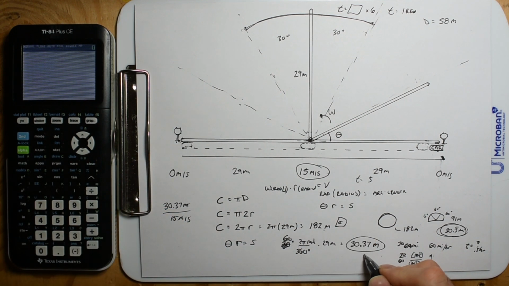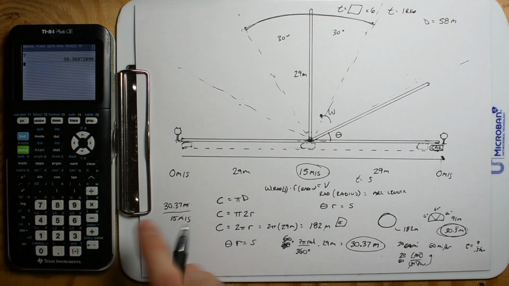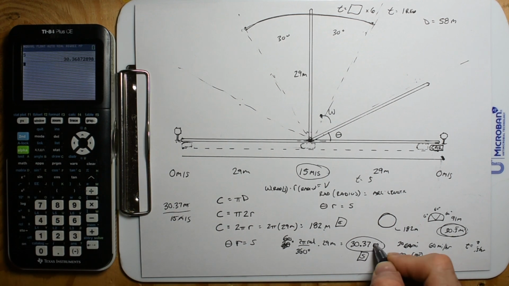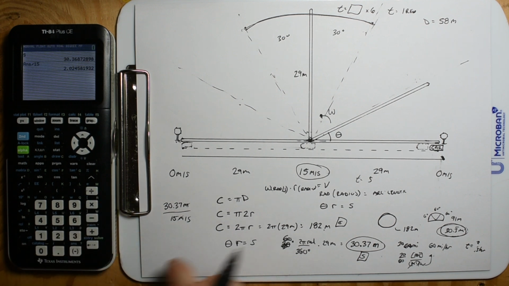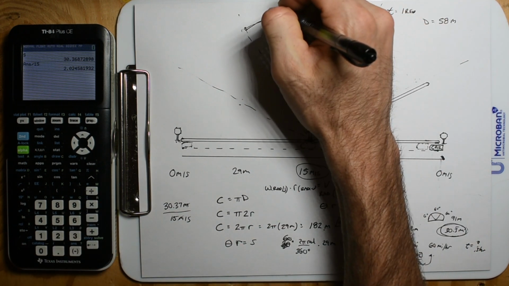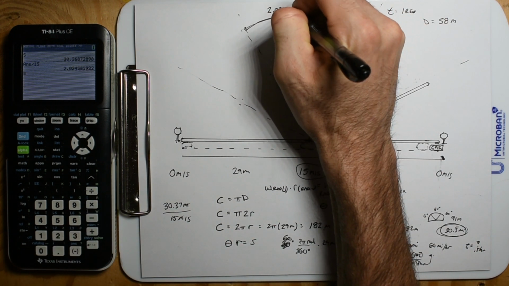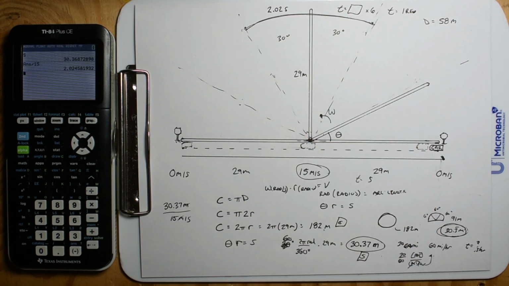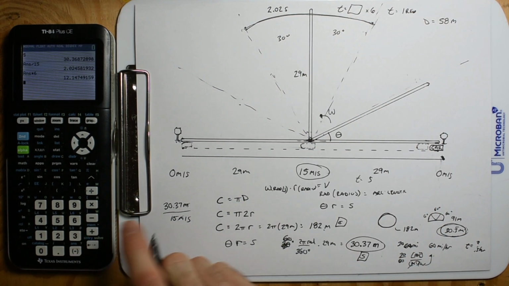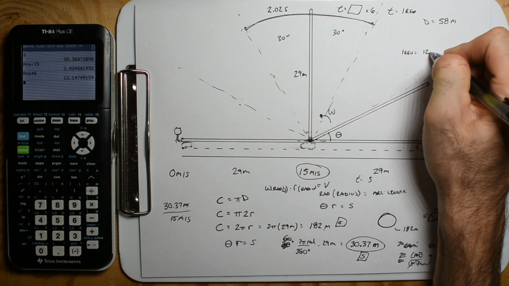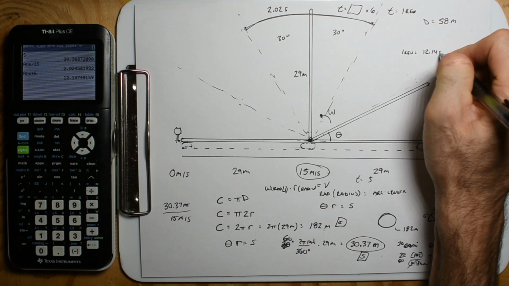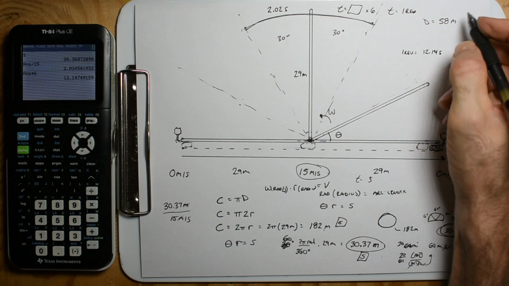So alpha S is this term. We're going to divide that by 15. So this is going to be 2 seconds. Right here, I'm going to write that in: 2.02 seconds for this. We're going to multiply by 6. And so for one revolution, it's going to take 12.14 seconds.